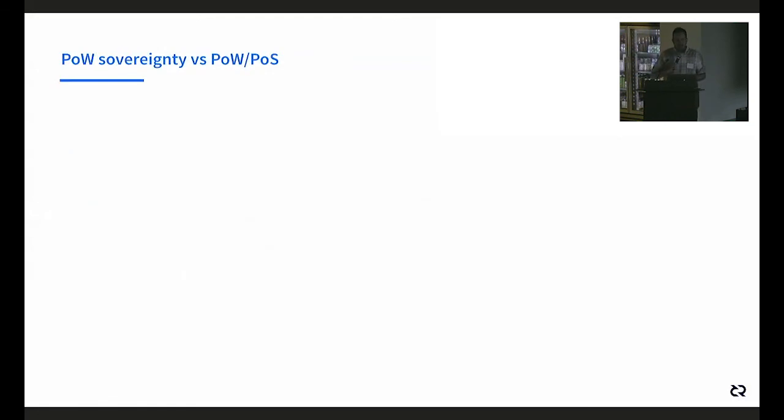So I figured that sovereignty is something that people don't typically explicitly talk about with cryptocurrencies, so I figure it bears some repeating. This is Ed 209. That's proof of work versus hybrid proof of work, proof of stake. Doesn't look like it's going so well for proof of work.